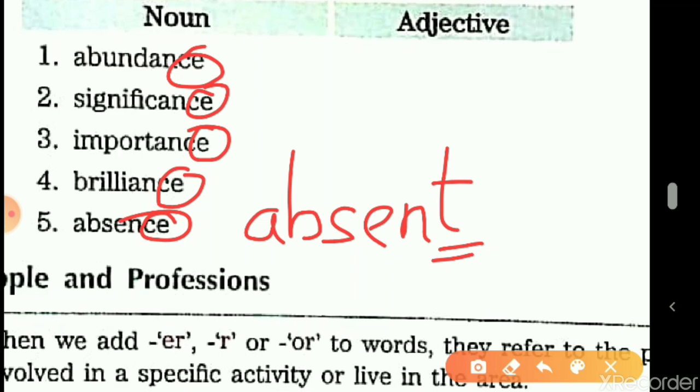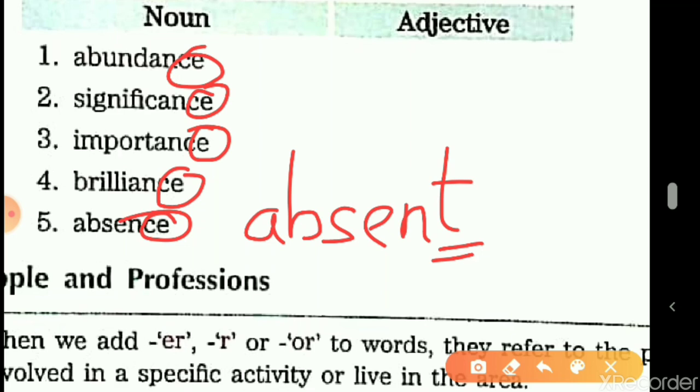Violence, violence. If you remove the ce and add t, it will become violent. Violence, violent. Violence is a noun. And then if we want to change it into adjective, what will we do? We'll remove the ce and add t. So it will become violent, which is an adjective.